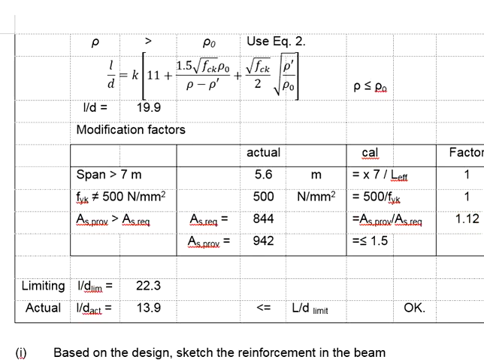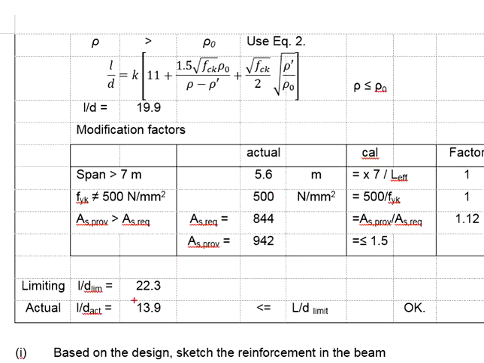Now it is time for you to compute the limiting L per D ratio. Your calculated L per D ratio, 19.9, is to be multiplied with factor 1, multiply 1, and multiply 1.12 as the multiplication factors, and then you get your limiting L per D ratio of 22.3.